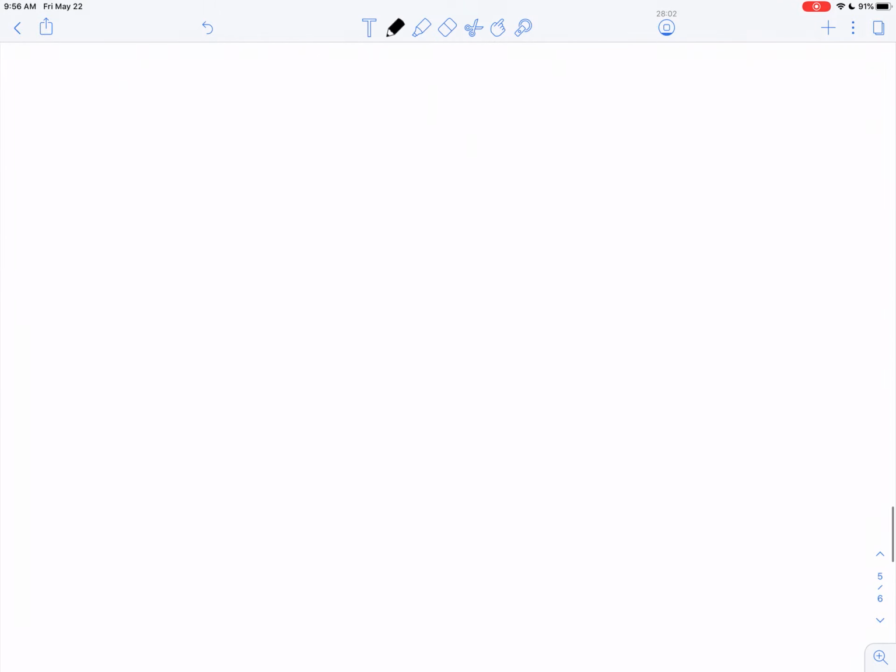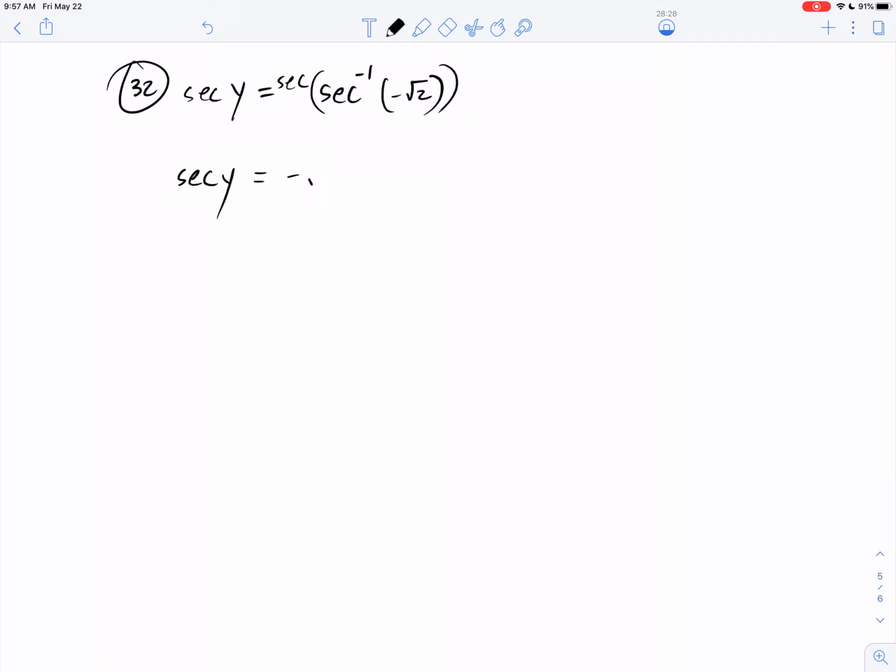Okay, hang on. Here's the one I was thinking of. Problem number 32. That's an even. It says y equals secant inverse negative rad 2. That's what it says in the book. So I would start off, I'd say secant y, secant this. I'd get the secant of some angle y that I don't know equals negative rad 2. And my brain says, I don't think in terms of secant, but I do think in terms of cosine, and I could say cosine of y equals the reciprocal of this thing.